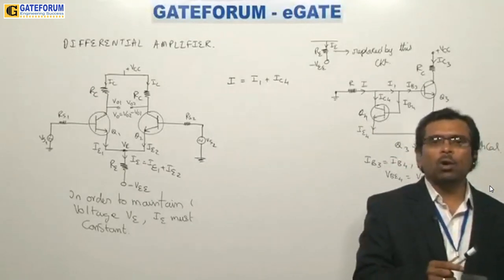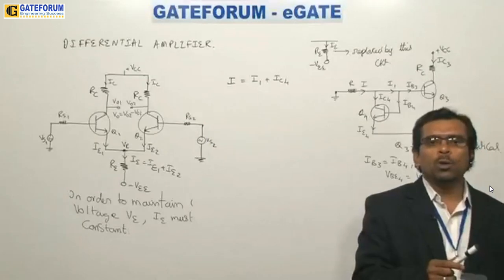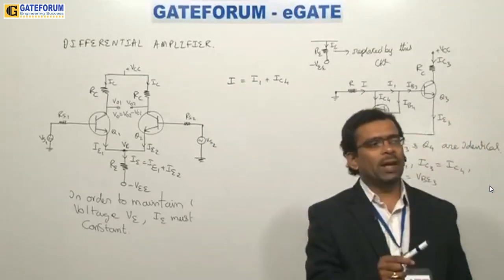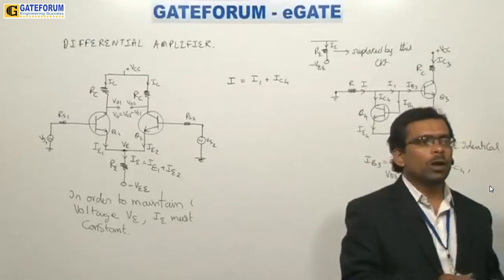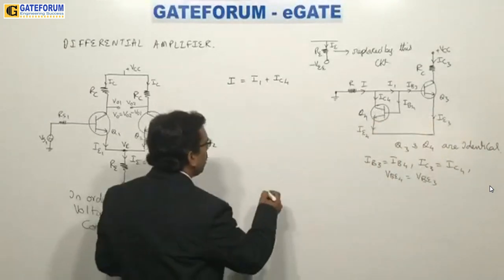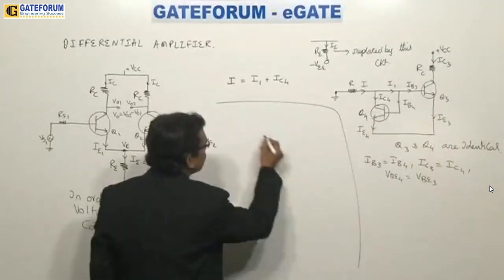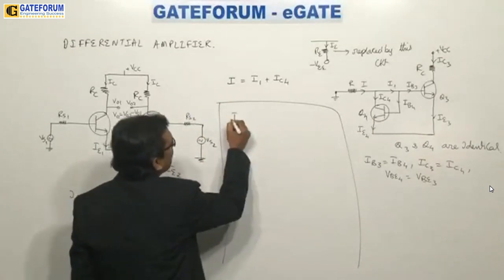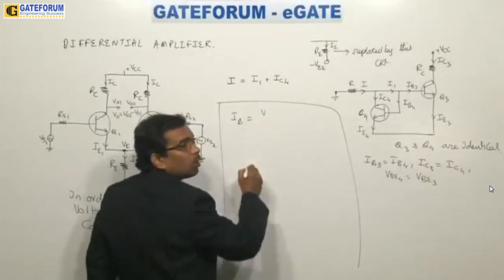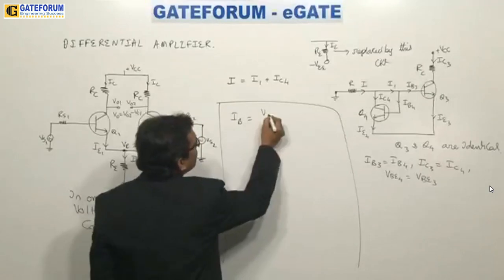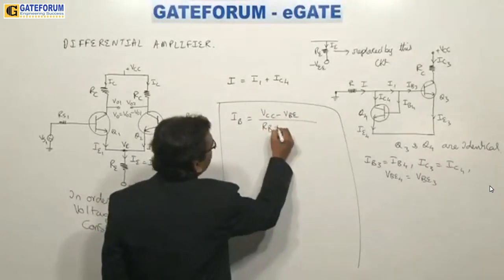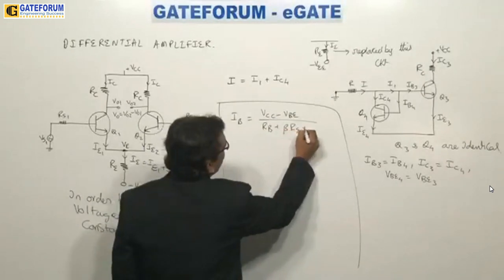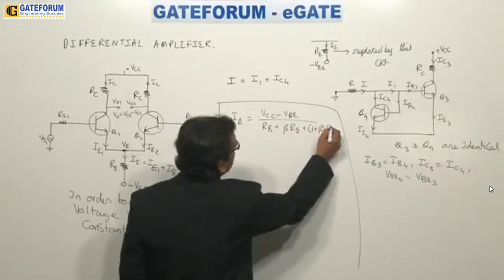Now you try to take the same problem there. See the solution of the classroom problem which I have solved. Still I'll give a hint here. Try to look at this. That is, IB will be equal to VCC minus VBE divided by RB plus beta RE plus 1 plus beta into RC.